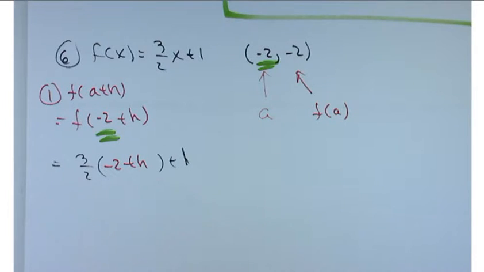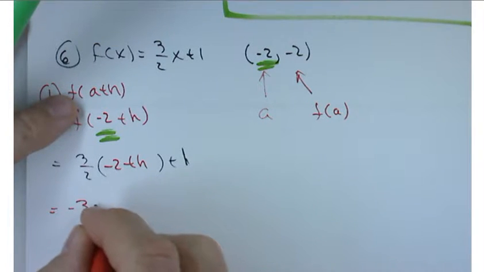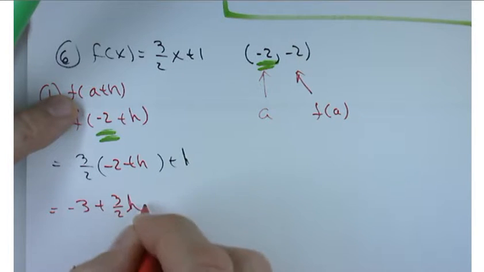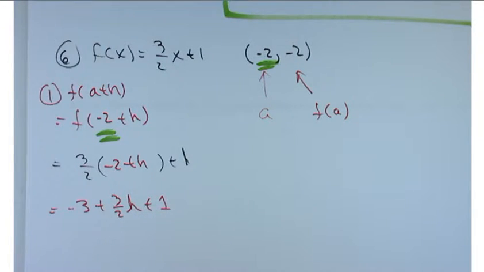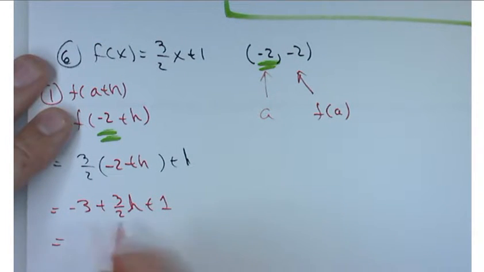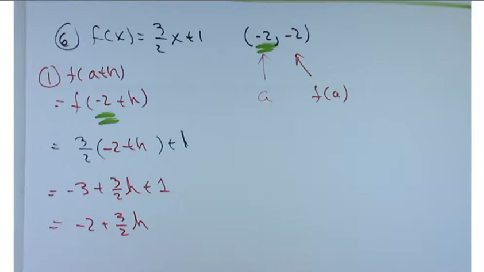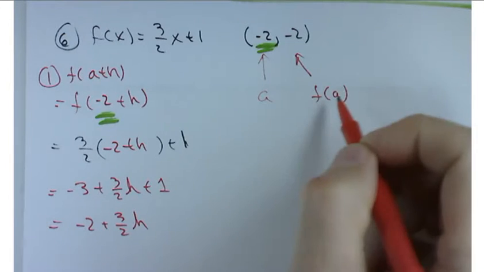How does this simplify? What should I do? Yeah. If you distribute this to both of these terms, I end up with -3 plus 3/2 h plus 1. Does this simplify any further? So let's just call it -2, right? Plus 3/2 h. So there's your first step. We have f of a and we have f of a plus h.